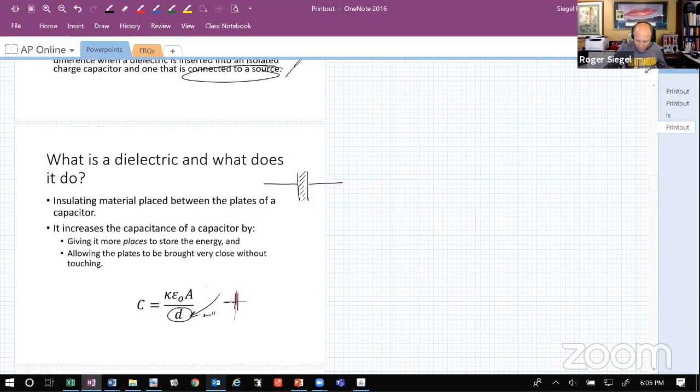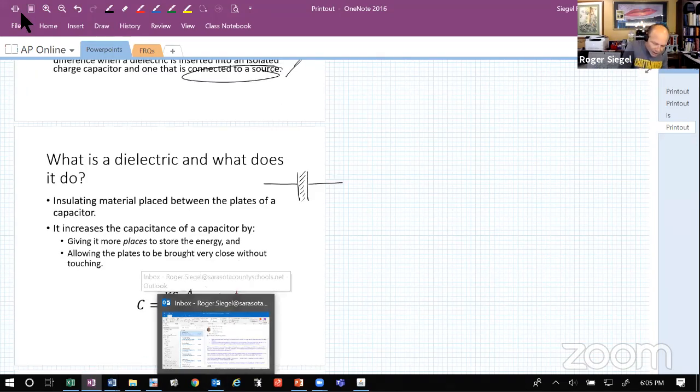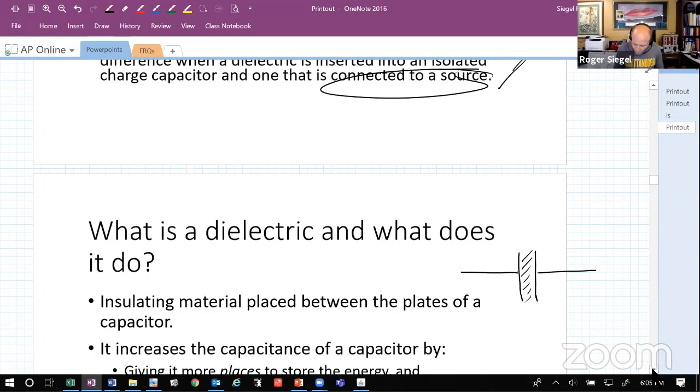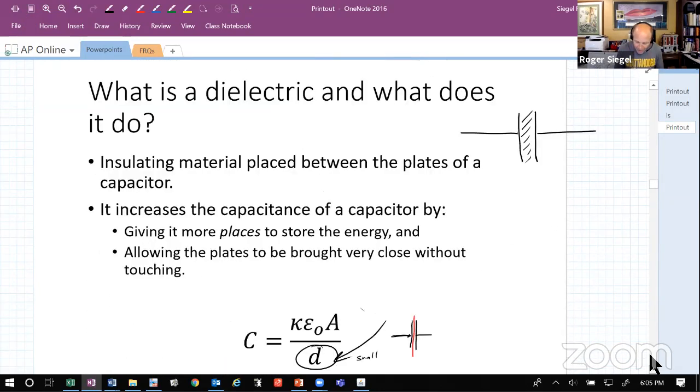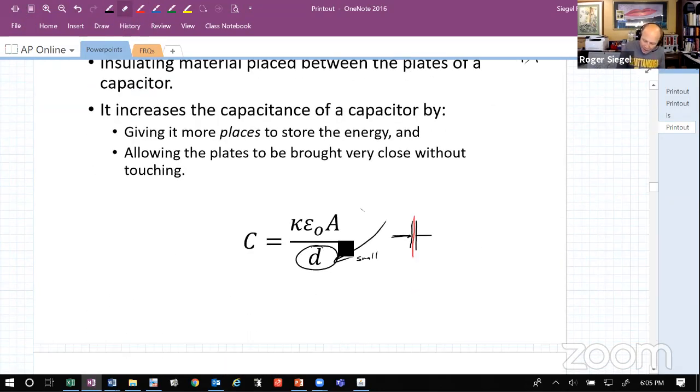Now, I want to remind you that our formula that we learned, I think two nights ago when we first looked at it, is right here. And this formula has this K in it. And this is the dielectric constant.